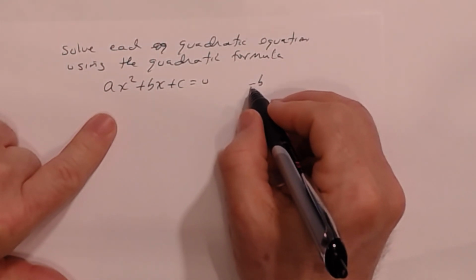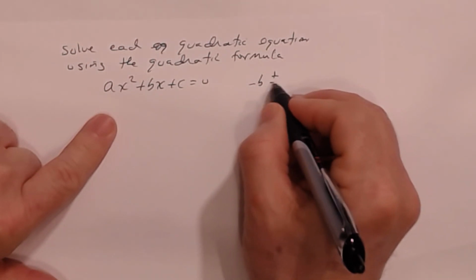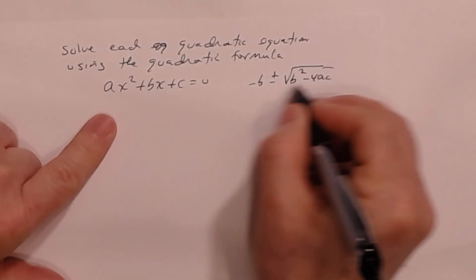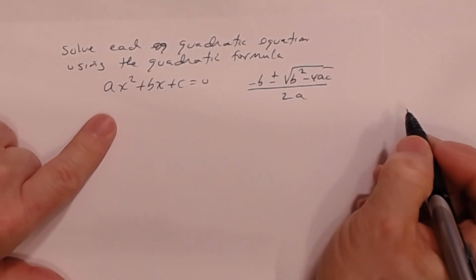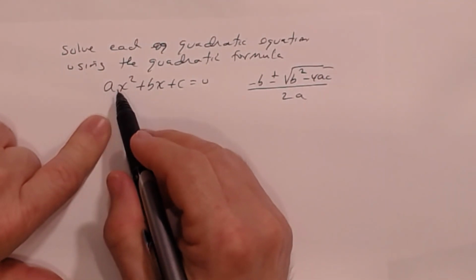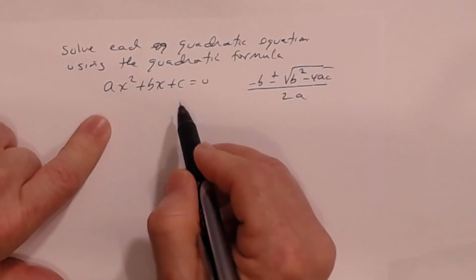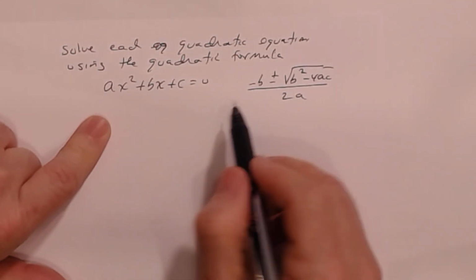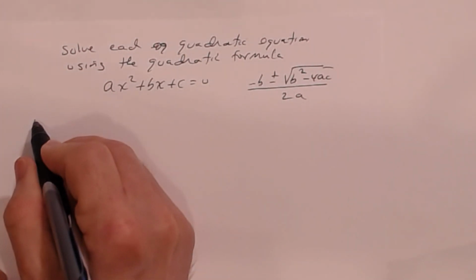And the quadratic formula says I take the opposite of b plus or minus the square root of b squared minus 4ac, all divided by 2a. All right, so once you find your values of a, b, and c, then you're going to substitute those into the formula. All right, so there's the formula. And so let's look at an example.